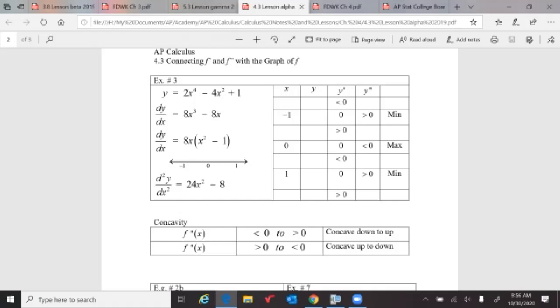So concavity, right? If the second derivative goes from negative to positive, it's going from concave down to concave up. If the second derivative goes from positive to negative, it's concave up to concave down. So that is an inflection point, which you can think of as two spoons tipping. This one's concave up, that's concave down. That's a point of inflection.